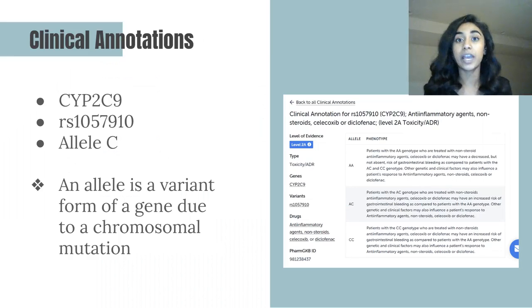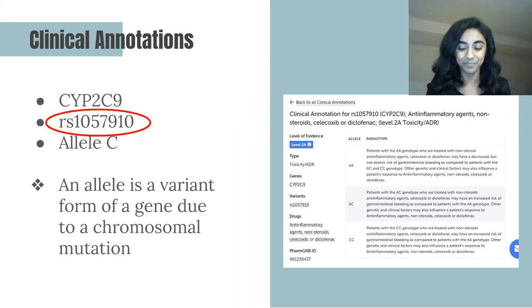After reading through a handful of these annotations, I noted that the most common genetic discrepancy occurred in the CYP2C9 gene with the specific variant shown on the screen right now. The various annotations stated that the allele C was associated with things like poor metabolism, gastrointestinal bleeding, and a handful of other symptoms.